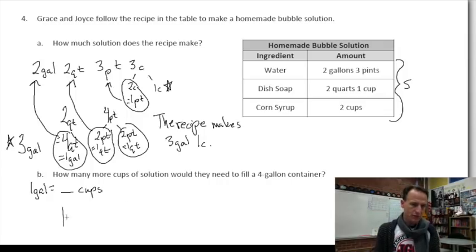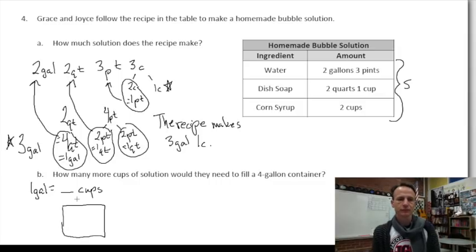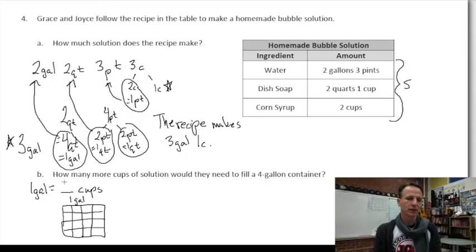The way we can do this is to say, okay, here's our gallon, 1 gal. We know that we have 4 quarts in here, and that each of these quarts contains 2 pints. And each of these pints contains 2 cups. There we go. Look, 4 by 4. It's a multiplication array. 4 by 4 is 16 cups.